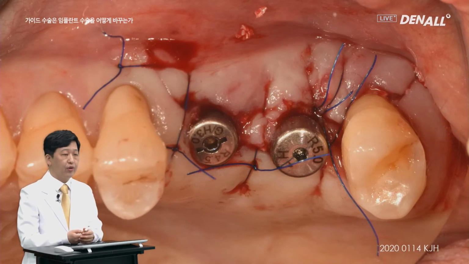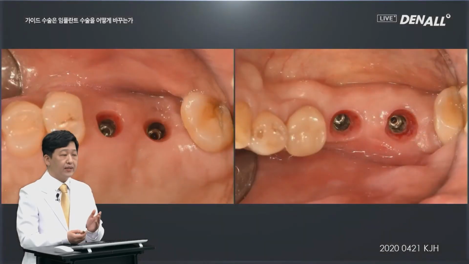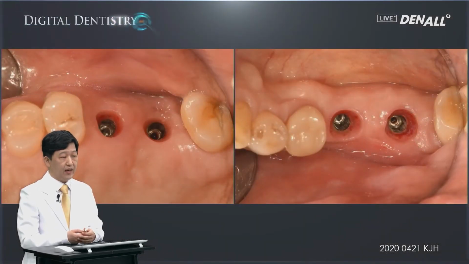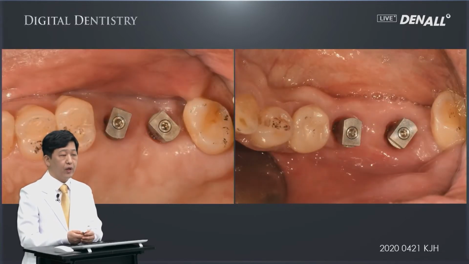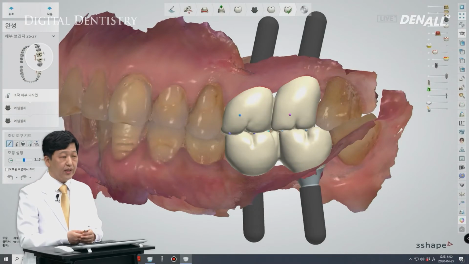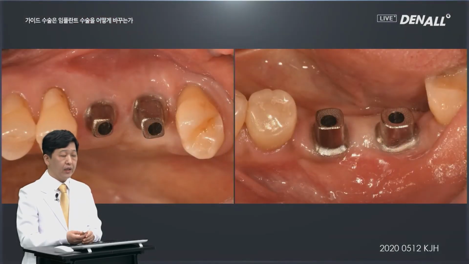Suture was done. This is the final implant image. After 3 months of healing, you can see that there's peri-implant mucosa healing. Scan body is connected and an oral scan is taken. As shown, a dental program system is used to fabricate the customized abutment and implant crown at the same time. And the customized abutment is connected.